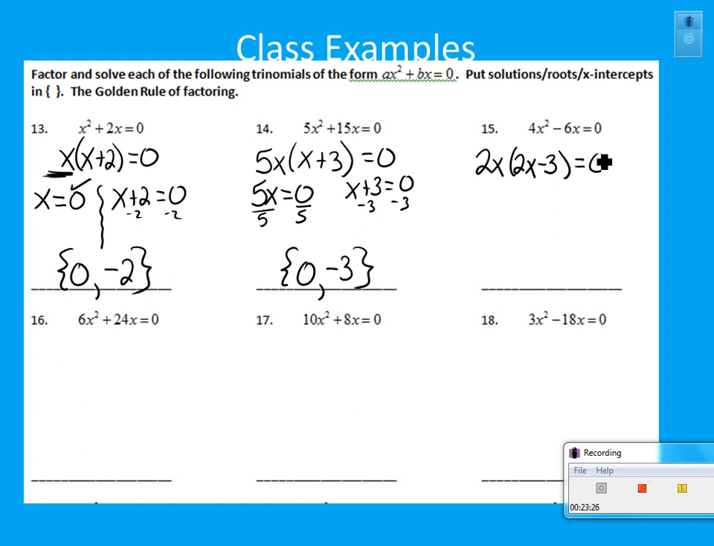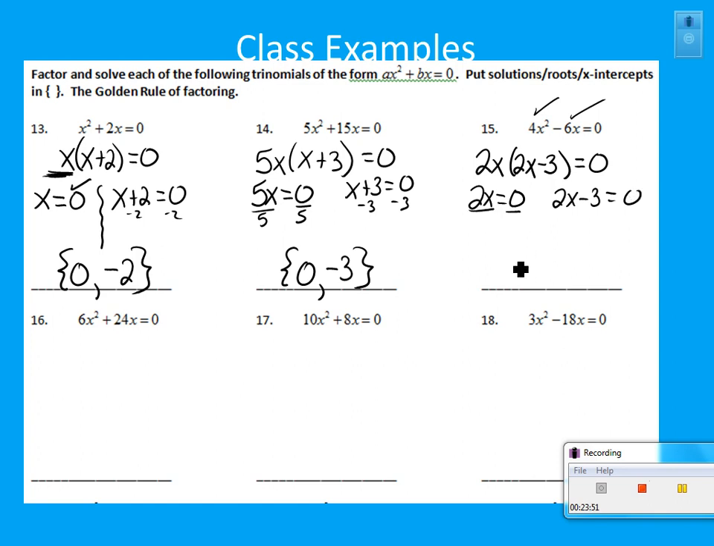You can check these super easily. Take 2x times 2x and see if you get 4x squared. Take 2x times negative 3 and see if you get negative 6x. If you do, you factored it correctly. Now what am I going to do? I'm going to set 2x equal to 0, and I'm going to set 2x minus 3 equal to 0.